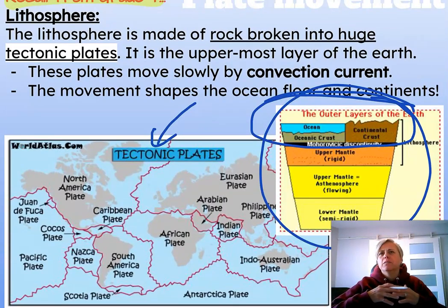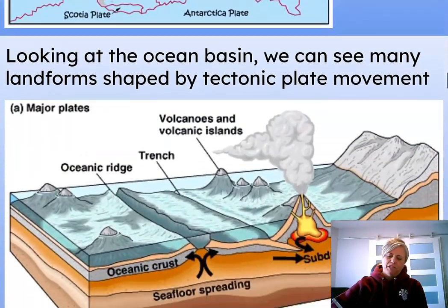These plates, as we know, are shifting, and because of that they've caused some pretty major land masses and land formations to occur. They move by convection currents, so the heat from below the surface causes these plates to move, and the movement shapes the ocean floor as well as the continents. So we're going to dive down under the water. We're going to look here at the ocean floor formations.